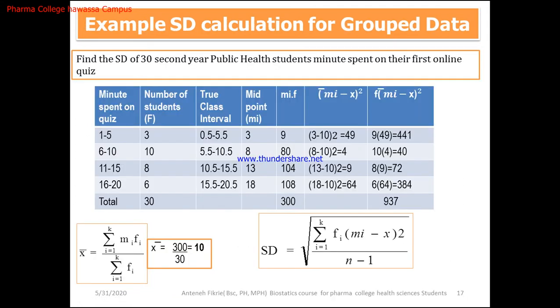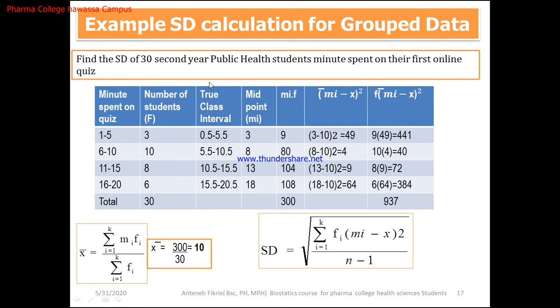Here is an example. Find the standard deviation of the time 30 second year public health students spent on their first online biostatistics quiz. From 1 to 5 minutes, 3 students completed the quiz, and from 6 to 10 minutes, 10 students completed. From 11 to 15 minutes, 8 students completed, and from 16 to 20 minutes, 6 students completed. A total of 30 students completed it from a single section.